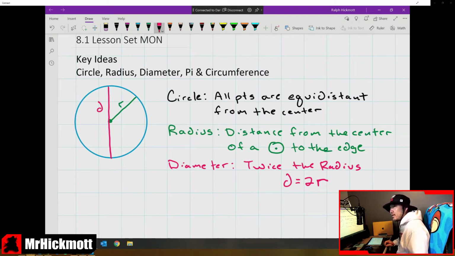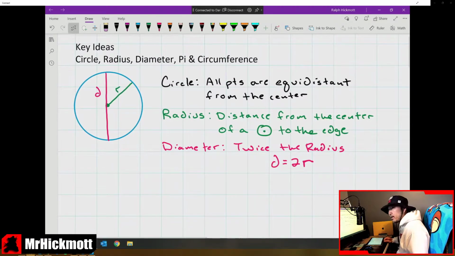That probably sounds more confusing than what it actually is. So just keep in mind that we'll probably deal with radius more than anything else. All right, so let's get into the other ones. Pi. You do know what pi is. We've seen it pretty consistently.